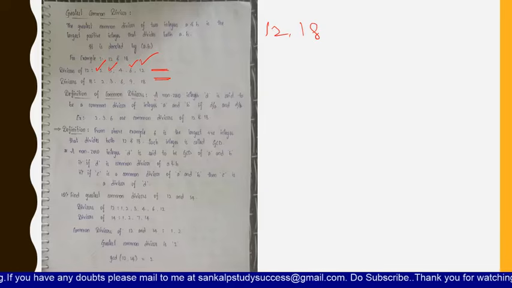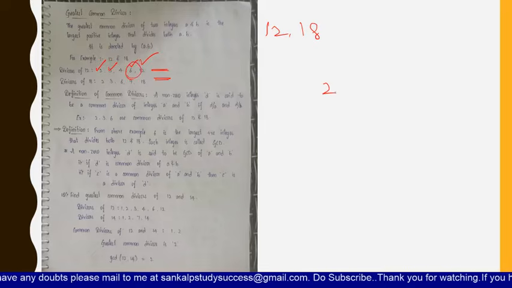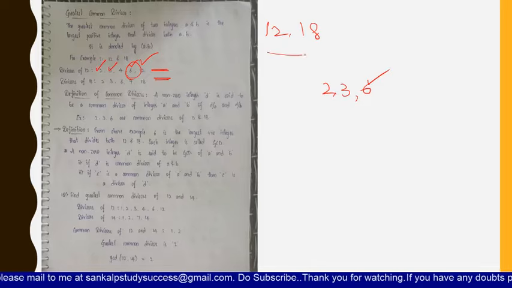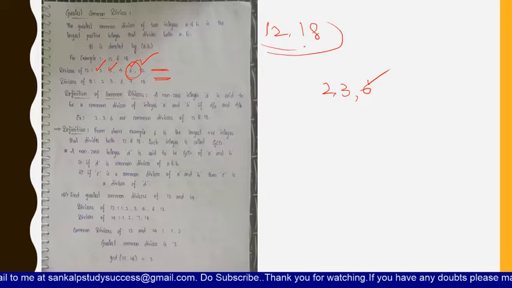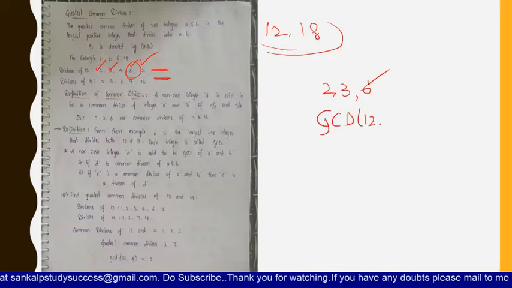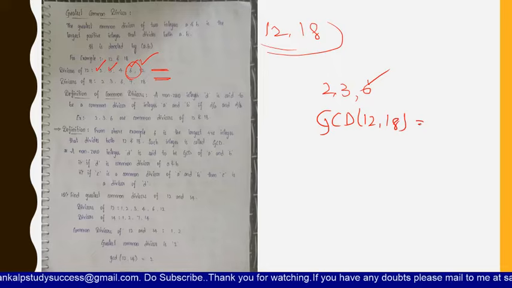So in 2, 3 and 6, the greatest number is 6, correct? So 6 is the greatest common divisor of 12 and 18. So we can say that GCD of 12 and 18 is 6. So you got it right.